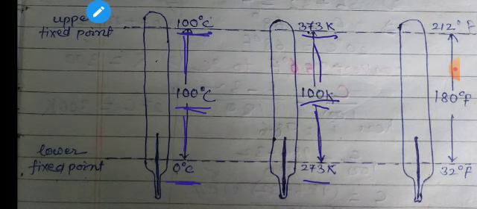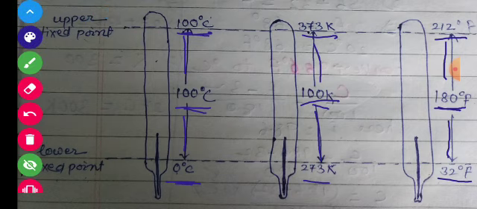Now, the Fahrenheit scale. Students, the temperature on the Fahrenheit scale is measured in degree Fahrenheit. The lower fixed point is taken as 32 degree Fahrenheit on the Fahrenheit scale, whereas the upper fixed point is taken as 212 degree Fahrenheit, and the separation between these two fixed points is equally divided into 180 equal divisions on the Fahrenheit scale.